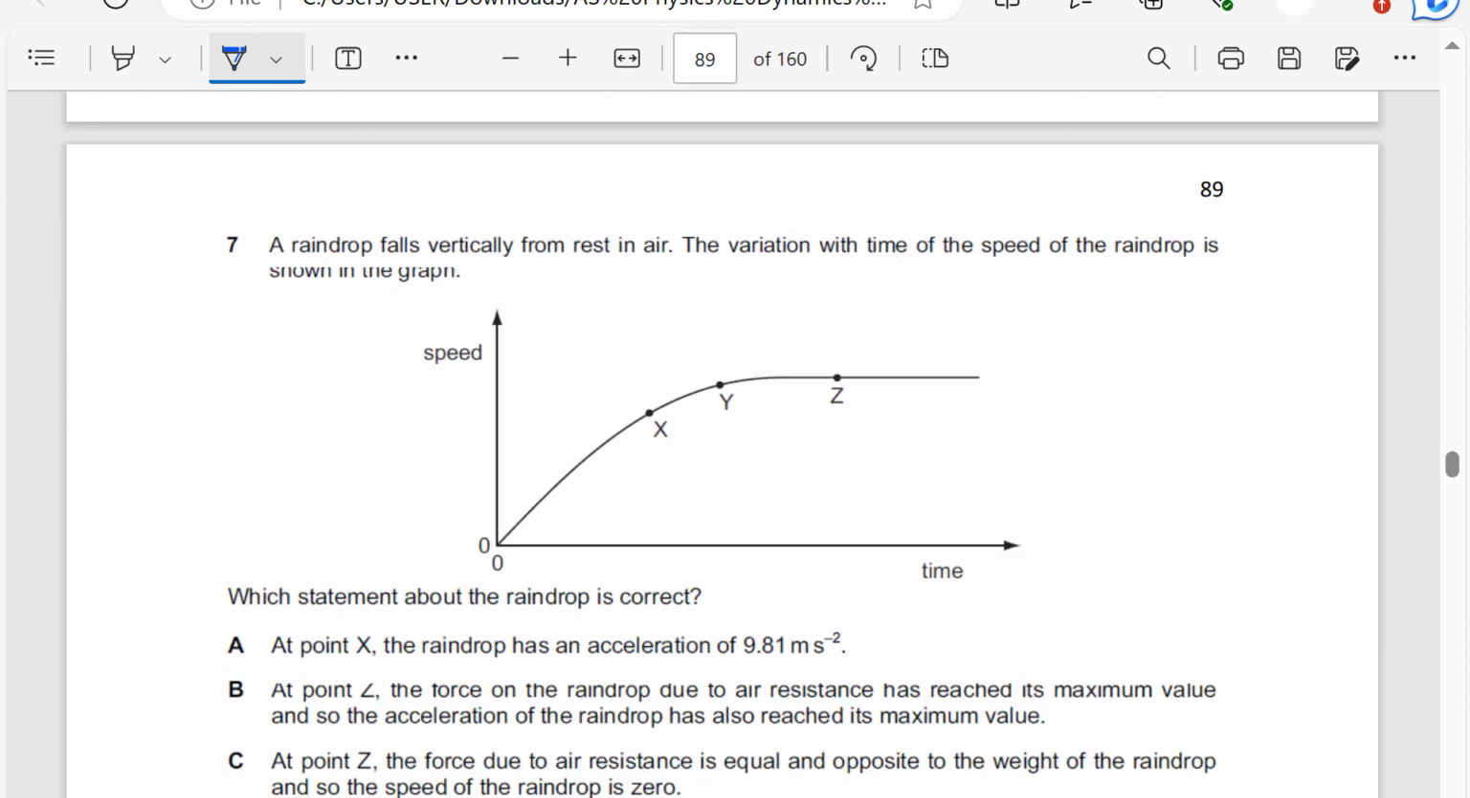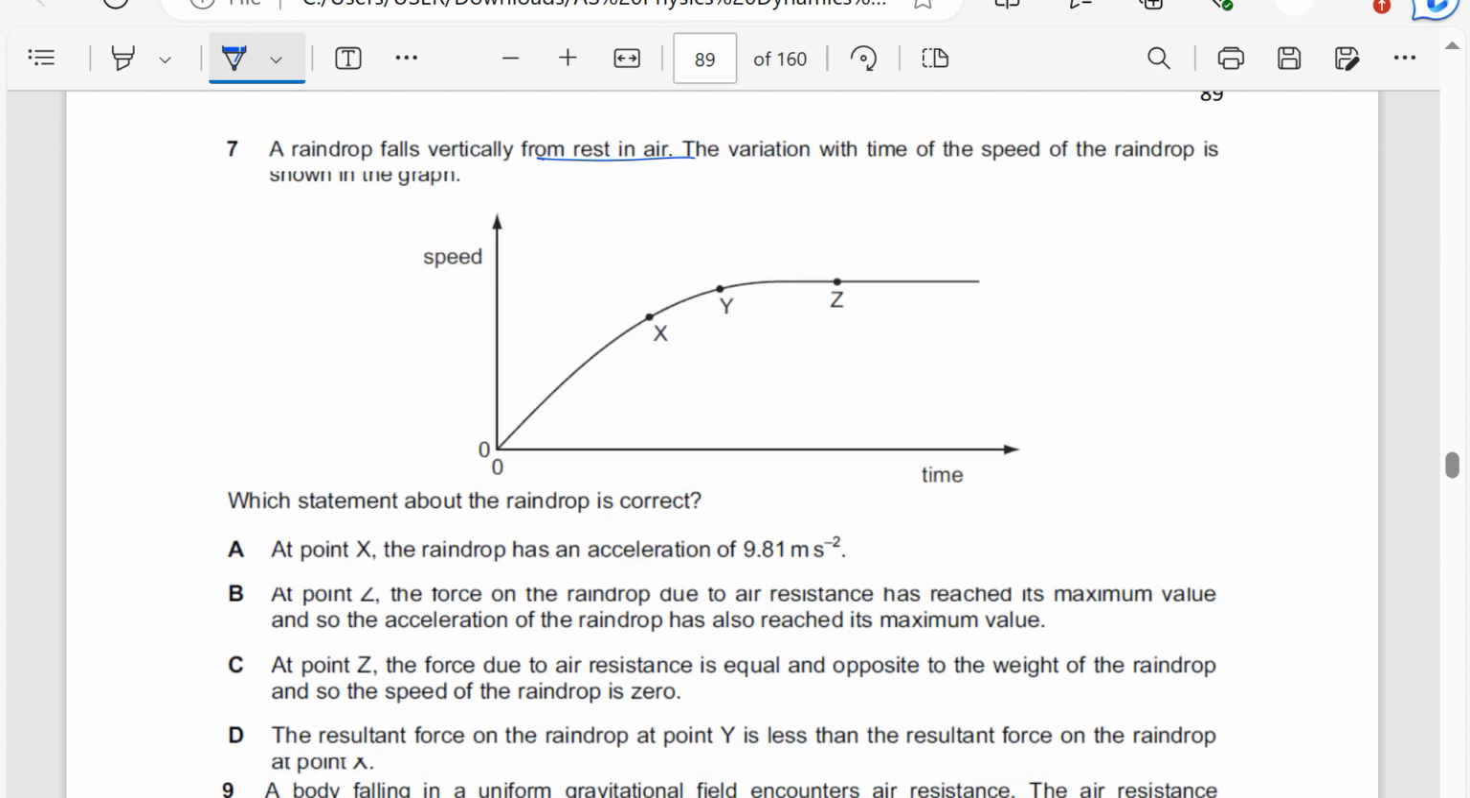A raindrop falls vertically from rest in air. Since it is falling in air, we expect terminal velocity to be reached. The variation with time of the speed of the raindrop is shown on the graph. Which statement about the raindrop is correct?